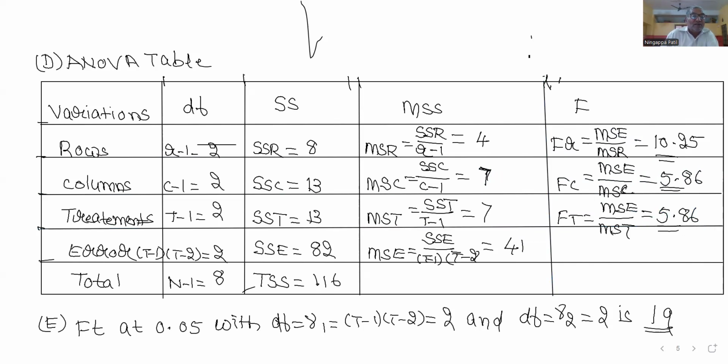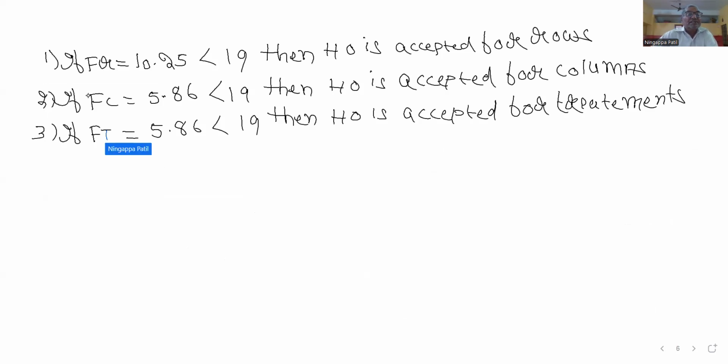You calculate. Look here, FT at 0.05 with degrees of freedom mu1 equal to 2, the T minus 1, T minus 2 error degrees of freedom. Because we have taken MSE in the numerator, and in the denominator MSR, MSC, you take it here. Then this is 2, it is 19. This 19 is coming from the table. Next, simply write your decision.